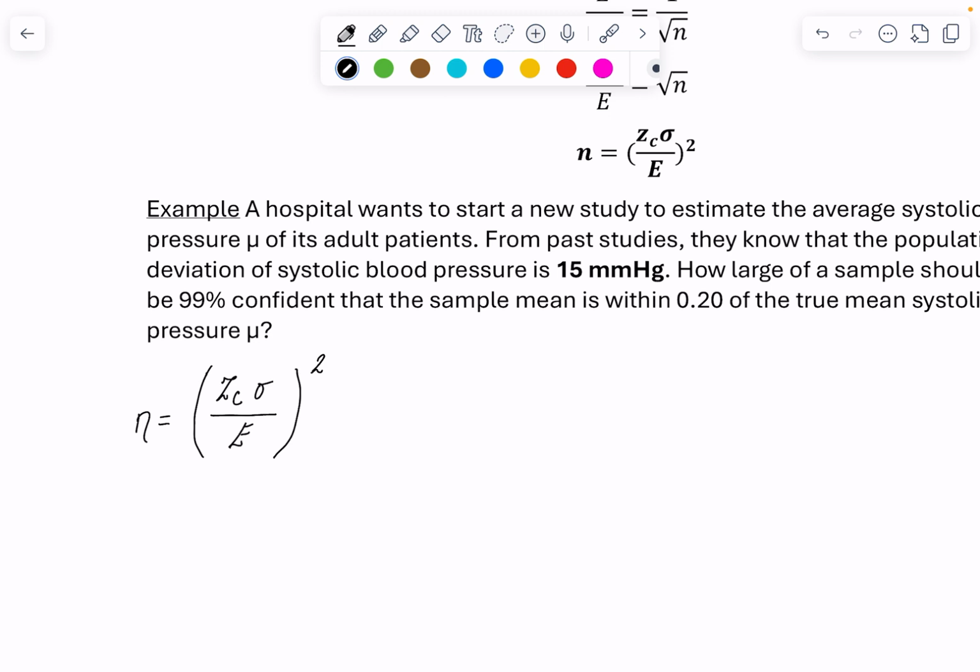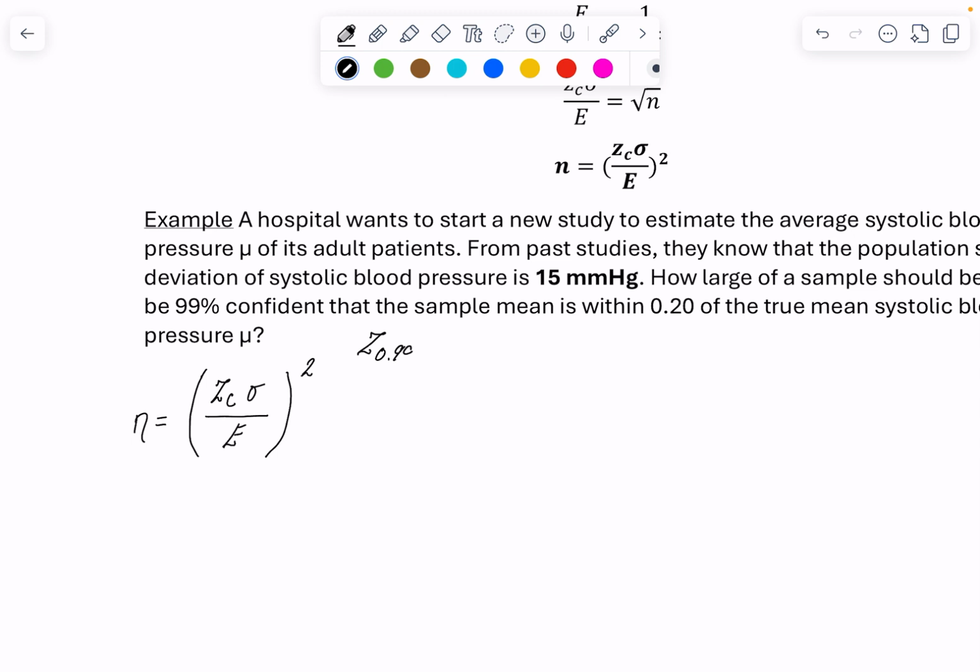So let's write out all of the variables that we need. So we need our critical value. Here it's going to be for 99%, and we don't know what that is. The other previous examples that we did were a 90% confidence level and a 95% confidence level. So we're going to have to do that first step again as well.